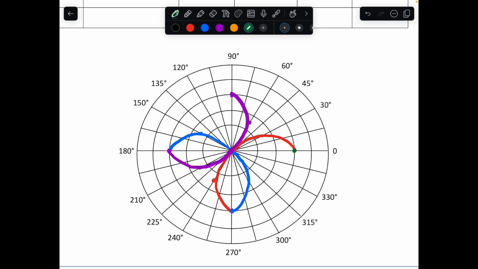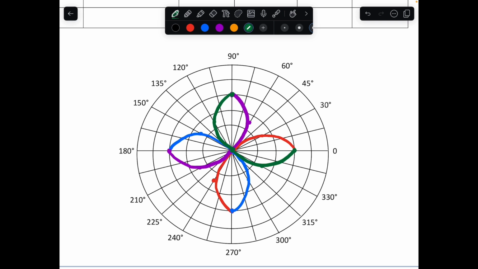At negative 30 degrees, we have a value of 1.5. Remember, negative angle is going in the clockwise direction, so our point is going to be about right there. Then at negative 45 degrees, we're going to be back at the pole. At negative 60 degrees, we're going to have a value of negative 1.5, so it'll be around there. And then finally, at negative 90 degrees, we have a value of negative 3. So it comes all the way up there. Connecting these, we get... and that is our final sketch.